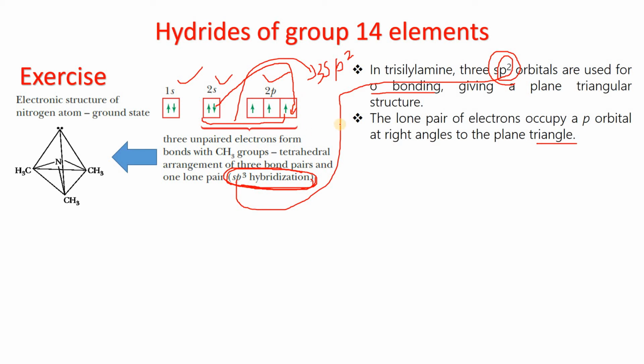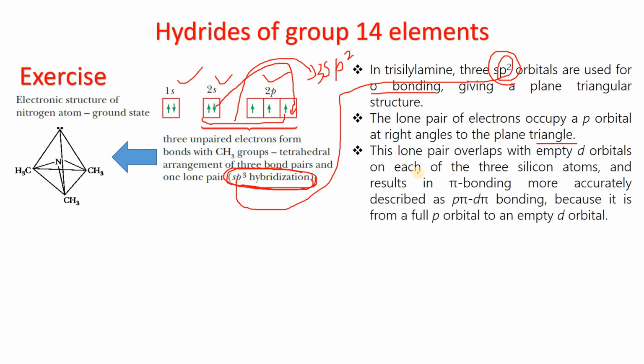of electrons. So in the case of trimethylamine, the lone pair is present in the sp3 orbital. But in the case of trisilylamine, the lone pair is not present in a hybrid orbital. It is present in the atomic orbital, which is perpendicular to the 3 sp2 orbitals, which are at 120 degrees to each other. So the p orbital is perpendicular to the plane of the sp2 orbitals. This lone pair overlaps with the empty d orbital on each of the 3 silicon atoms.